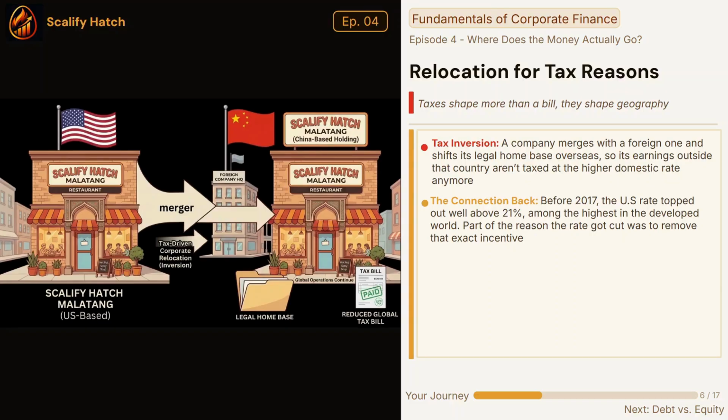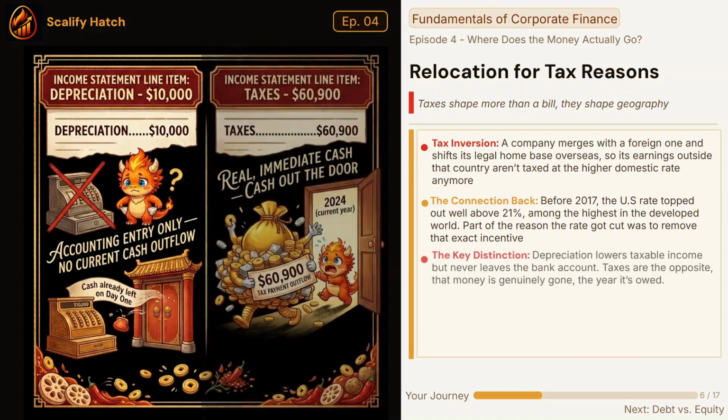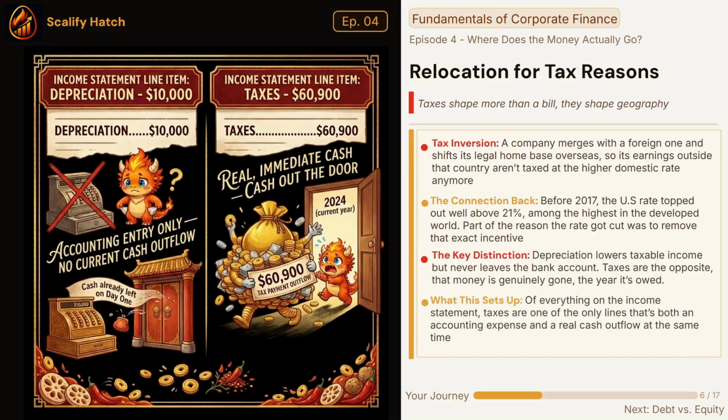So why do we need to go through all of that before getting to cash flow? Because of the exact tension I raised at the beginning of the video. Depreciation lowers your taxable income and your reported profit, but the cash already left the building the day you bought the equipment. It's not leaving again. Taxes are the opposite. That money owed is actually gone, right now, the year it's owed. Of everything sitting in the income statement, taxes are one of the only lines that is both an accounting expense and a real cash outflow at the same time. Which means that if you want to track real cash movement, not just the accounting story, taxes have to be part of the formula, calculated correctly.